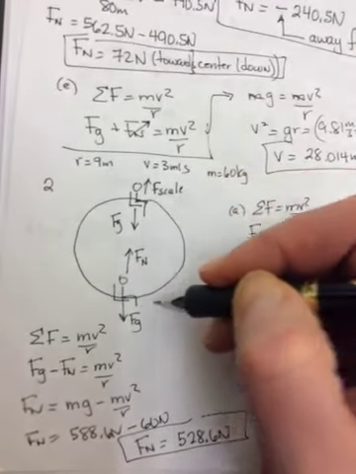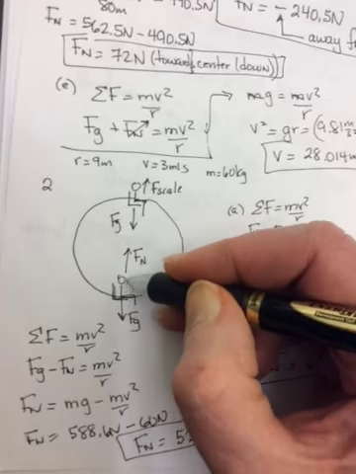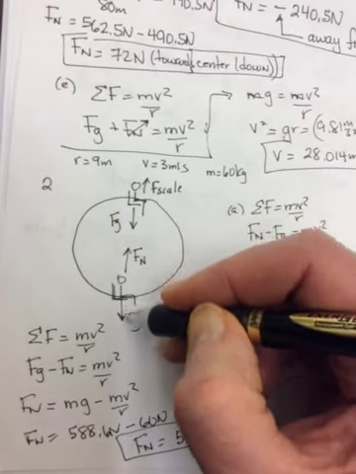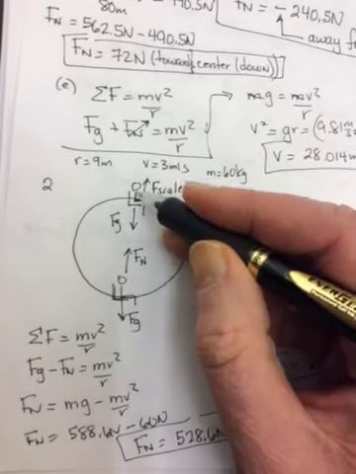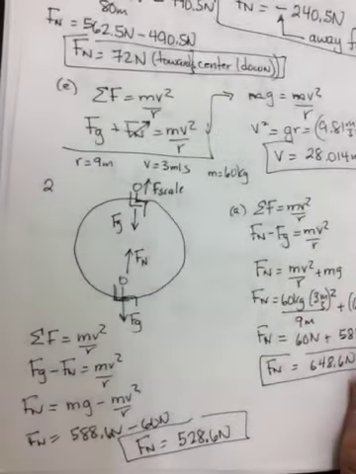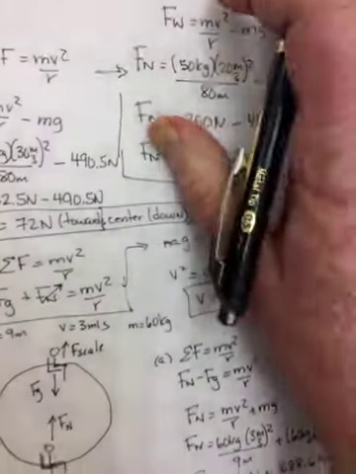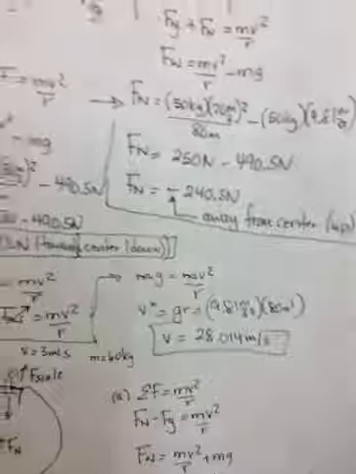So at the bottom, the seat needs to push with enough force to keep you in the circle plus to balance out gravity. But at the top, gravity's helping push towards the center of the circle, so the seat doesn't have to work so hard. All right, I also asked you to do number 3.